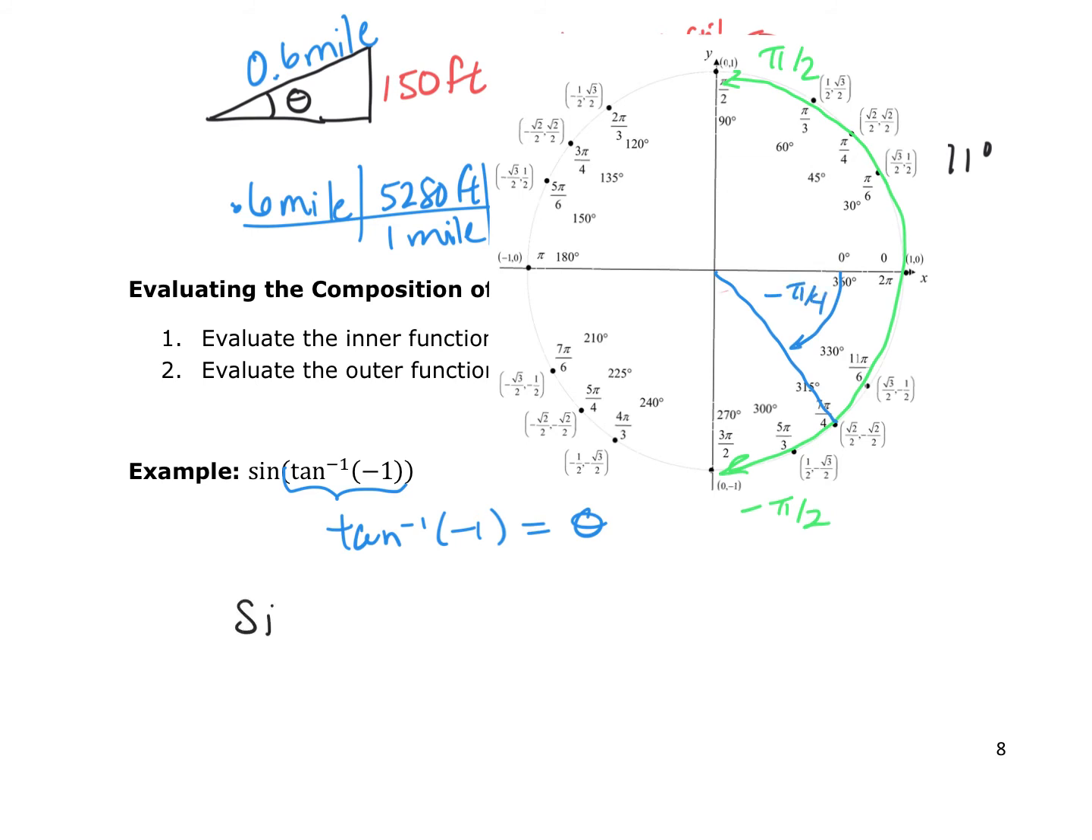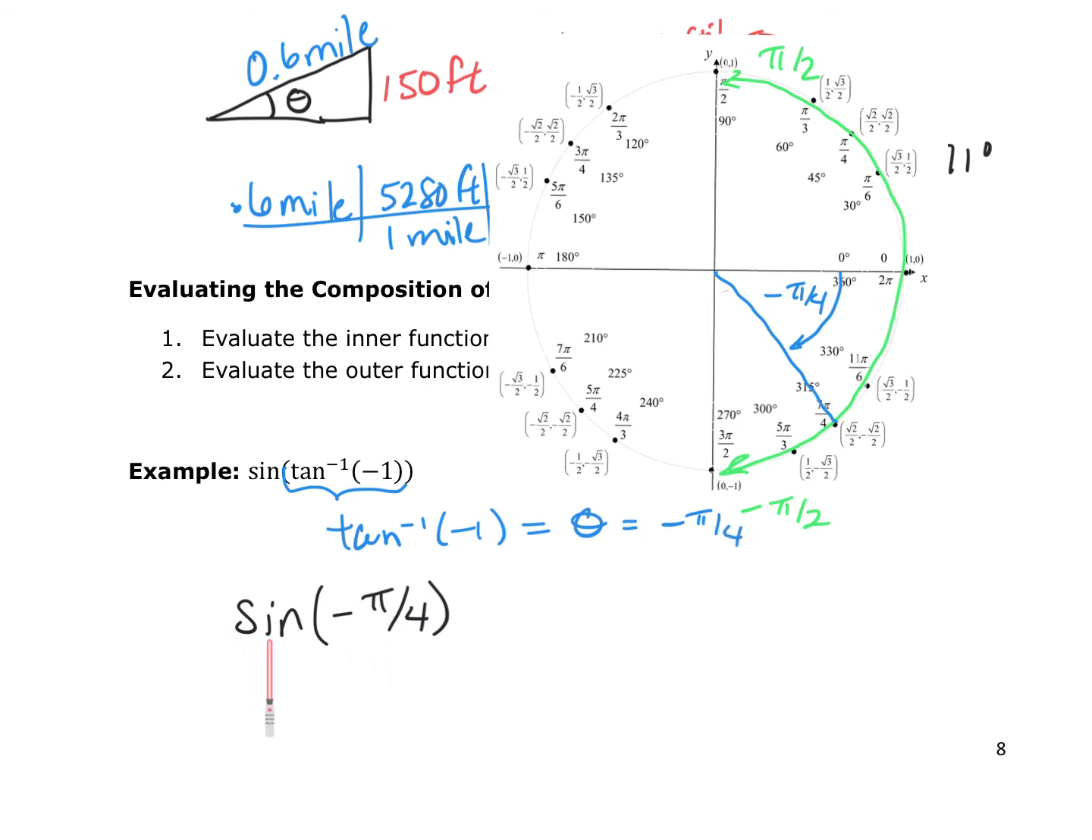So this is the sine of this angle, which is negative pi over 4, because that's what the tangent inverse of -1 is. The tangent inverse of -1 is the angle. This angle happens to be negative pi over 4. So I've evaluated the inner function.